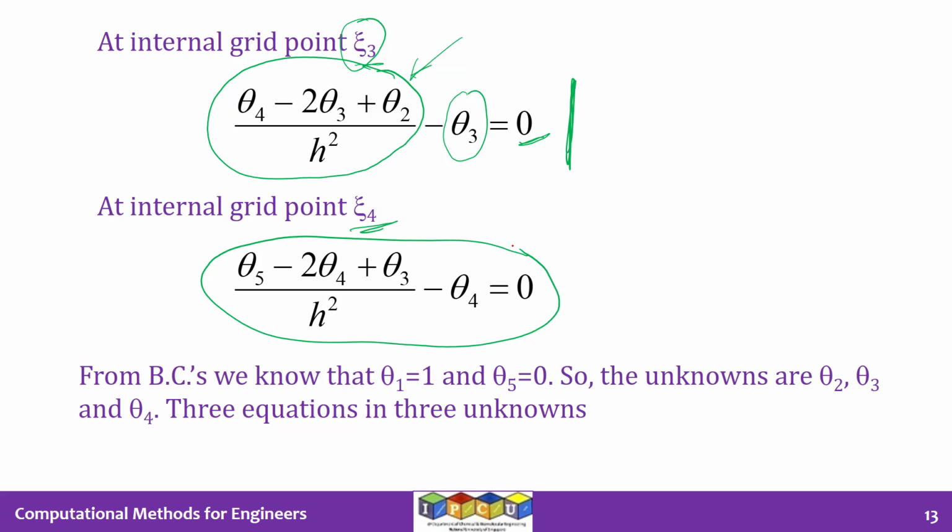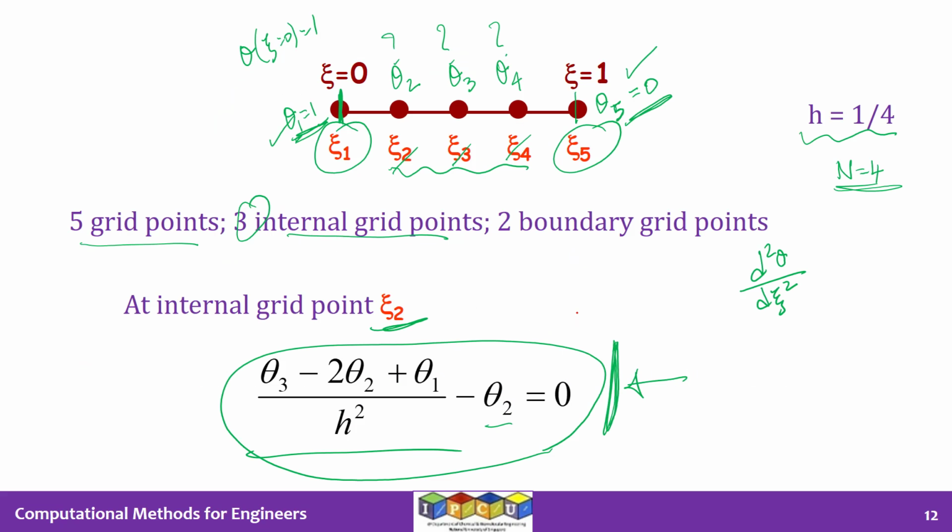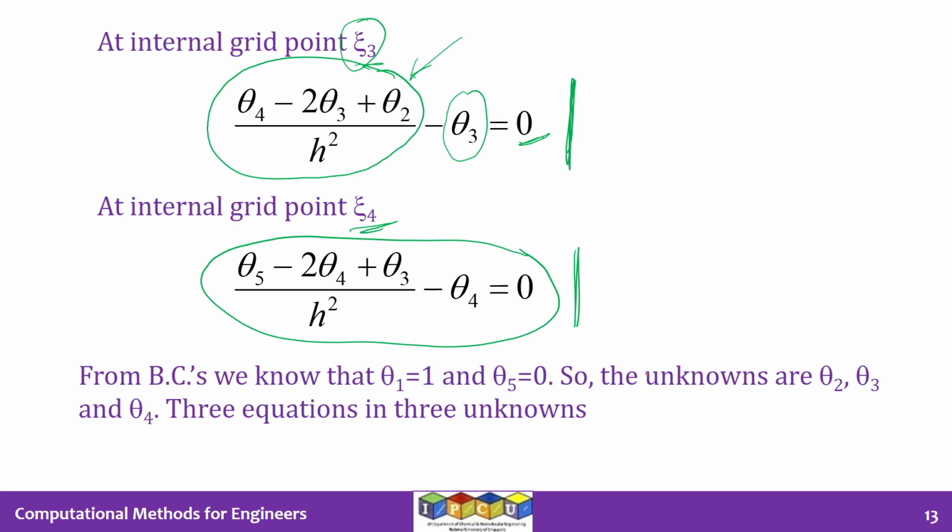All right. So now we have three equations here. Equation 1, equation 2, and equation 3. And you see five symbols. Theta 1, theta 2, theta 3, theta 4, and theta 5. We know theta 1 to be 1. We know theta 5 to be 0. That's given in the problem via the boundary conditions. So the unknowns are, as I said earlier, theta 2, theta 3, and theta 4. And we have three equations in three unknowns, so we can solve it.